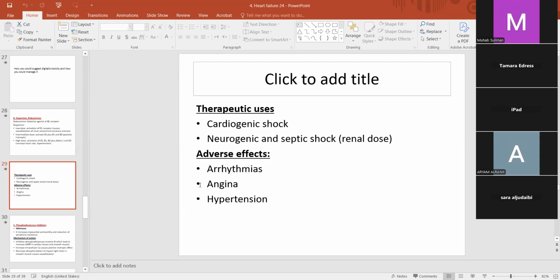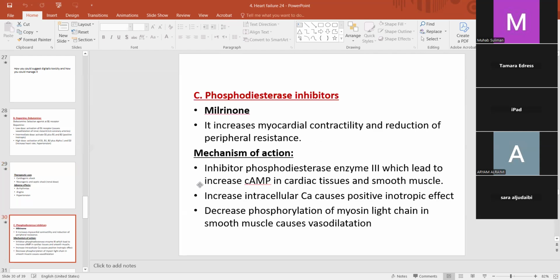They are used in cardiogenic shock and in other shocks like neurogenic and septic shock. Of course, they activate the sympathetic nervous system, so they can give the symptoms of sympathetic activation: arrhythmia, tachyarrhythmia, increased or aggravated angina, and they can cause hypertension for the patient.